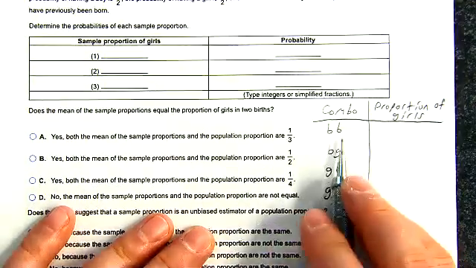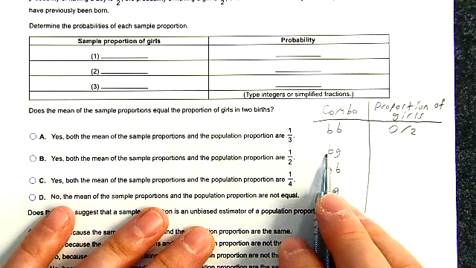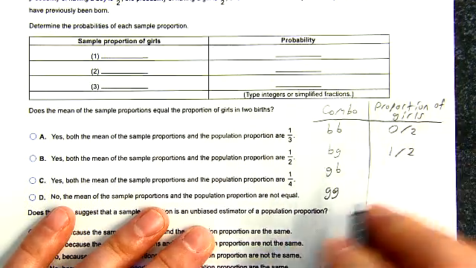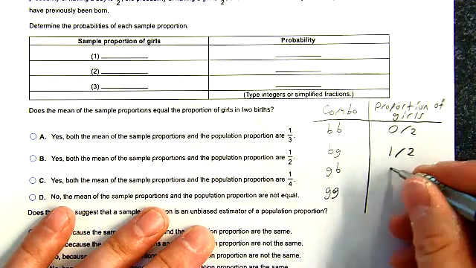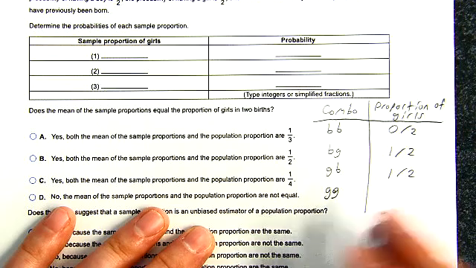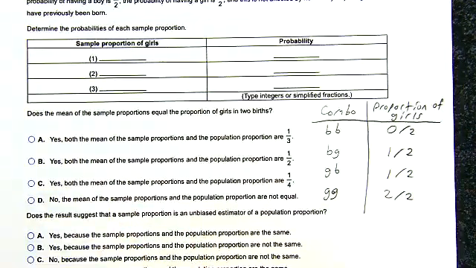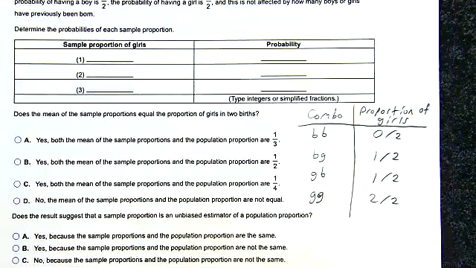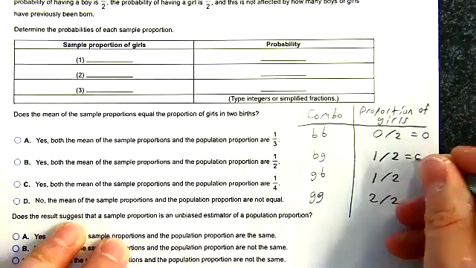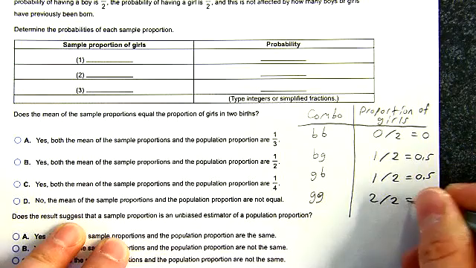So in boy-boy combination, there are 0 girls out of 2 babies. In boy-girl combination, there's 1 girl out of 2 babies. In girl-boy combination, there's 1 girl out of 2 babies. And then for girl-girl, there are 2 girls out of 2 babies. So those are the proportions. And if we turn these into decimals, this would be 0. This would be 0.5, this would be 0.5, and this would be 1.